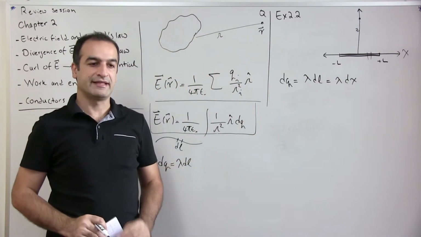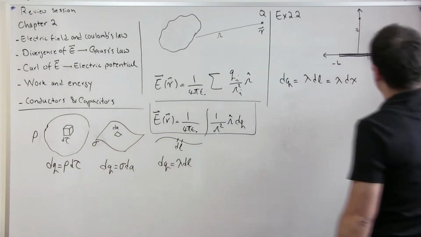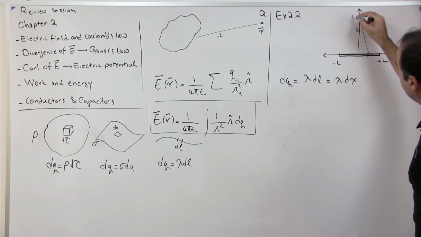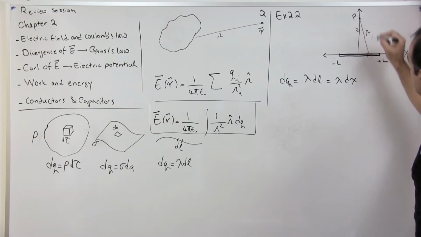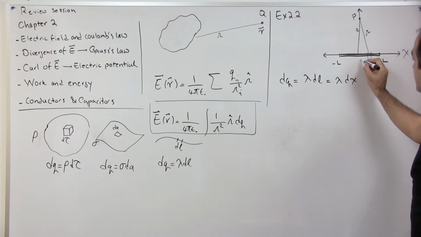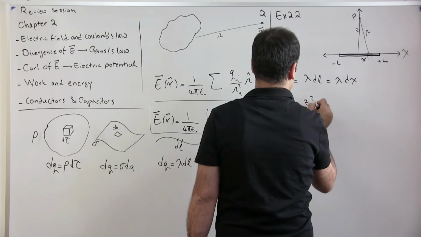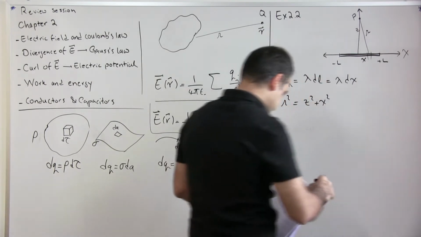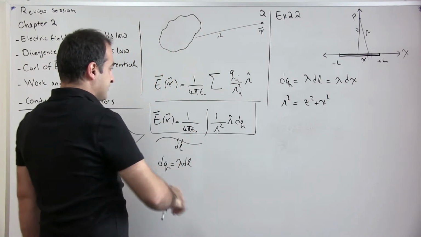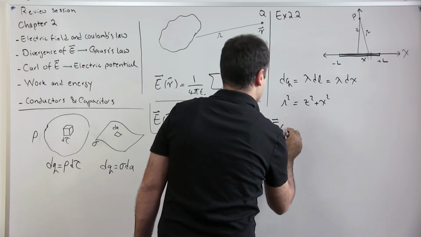What is the distance vector here? The distance vector is basically the distance from any point on this line to the point that you're calculating the electric field at. So this is R. And if this is Z, and this is X, R squared is Z squared plus X squared. Sounds good?